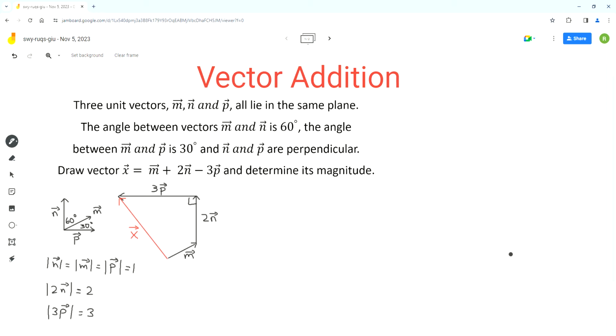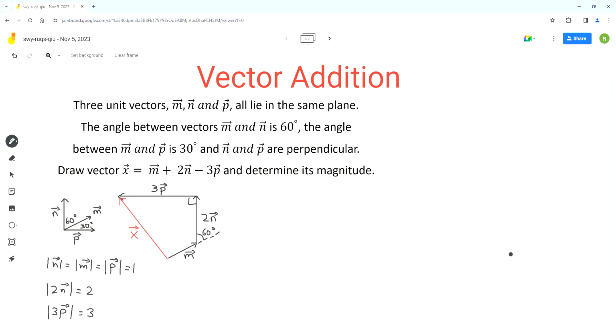Now we are given that the angle between vector m and n is 60 degrees. Now we haven't changed the direction of the vectors m and n to find vectors m and 2n in this diagram. So that means this angle here is equal to 60 degrees, because we cannot change the direction of these vectors. Otherwise, vector m won't stay vector m if we change its direction, and same for vector n.